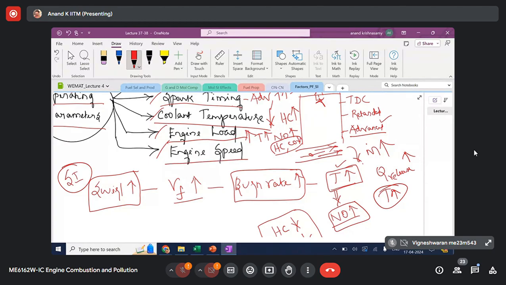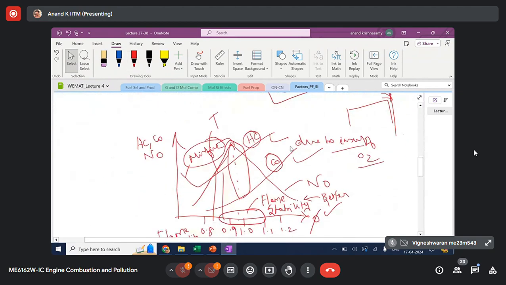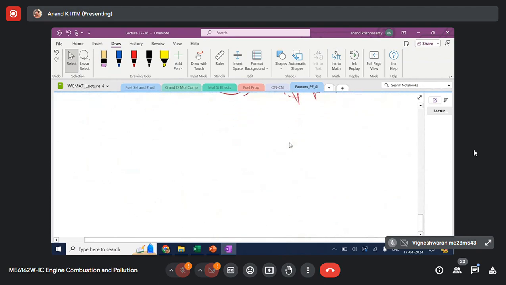Now let us look at the speed, engine speed. So you also have to run your engine over a wide speed range. Okay. So when the engine speed is increased, what effect will it have on the combustion phenomena, right? That is what is going to affect the pollutant level. So when speed is high, what effect will it create on the combustion phenomena?